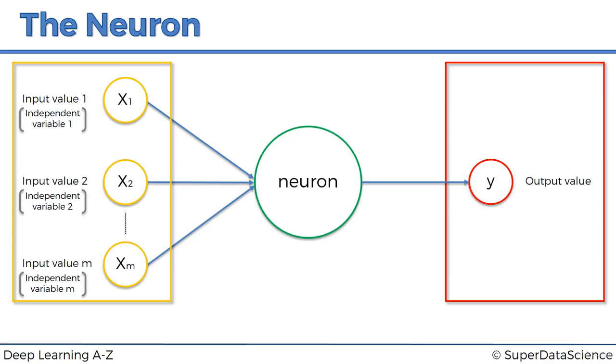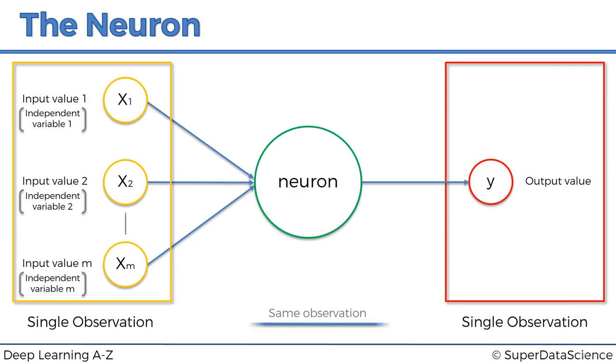I just wanted to reiterate this point. On the left, you've got a single observation, so one row from your data set, and on the right you have a single observation as well, and that is the same observation. So important to remember that whatever inputs you're putting in, that's for one row, and then the output you get is for that same exact row.